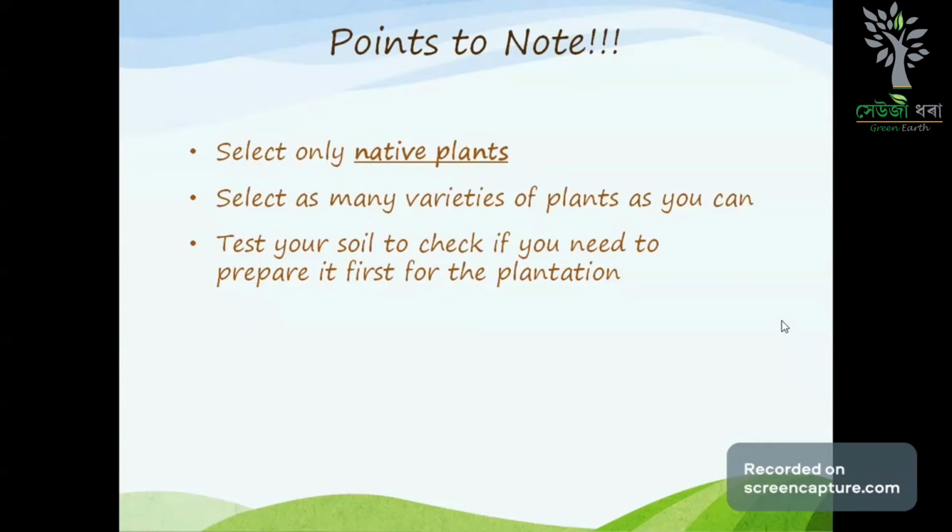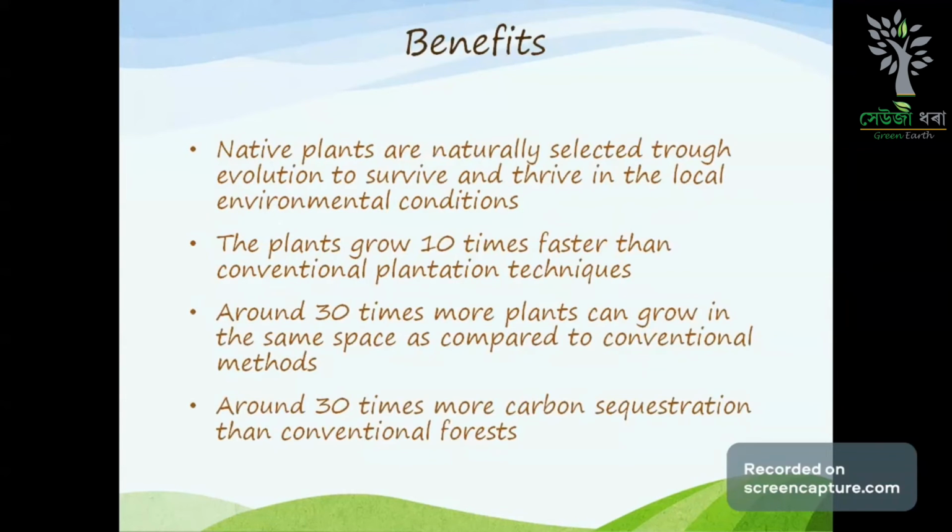Now, a few points to note. While creating a Miyawaki forest, you need to select only native species of plants. Select as many varieties of plants as you can, so it shouldn't be a monoculture. It has to have a lot of different species of plants. Then test your soil to check if you need to prepare it first for the plantation. These three points you need to note.